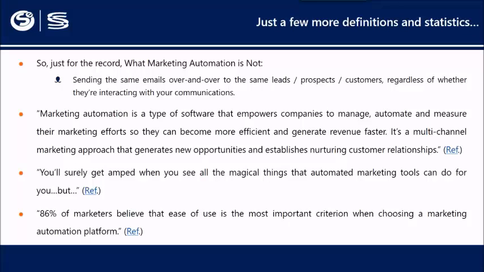Marketing automation is a type of software that empowers companies to manage, automate, and measure their marketing efforts so they can become more efficient and generate revenue faster. It's a multi-channel marketing approach that generates new opportunities and establishes nurturing customer relationships. You'll surely get amped up when you see all the magical things that marketing automation tools can do for you. But there is a but. It's actually not all magic.